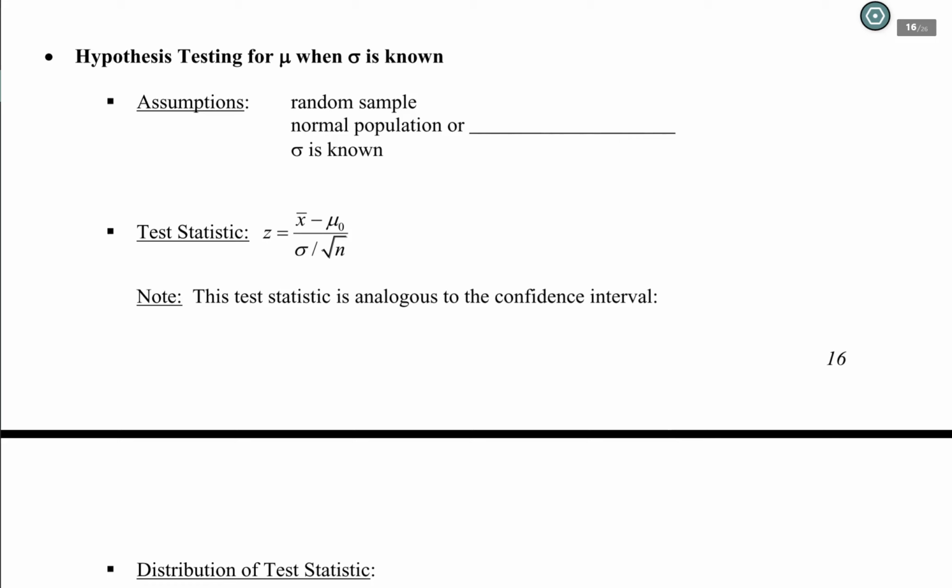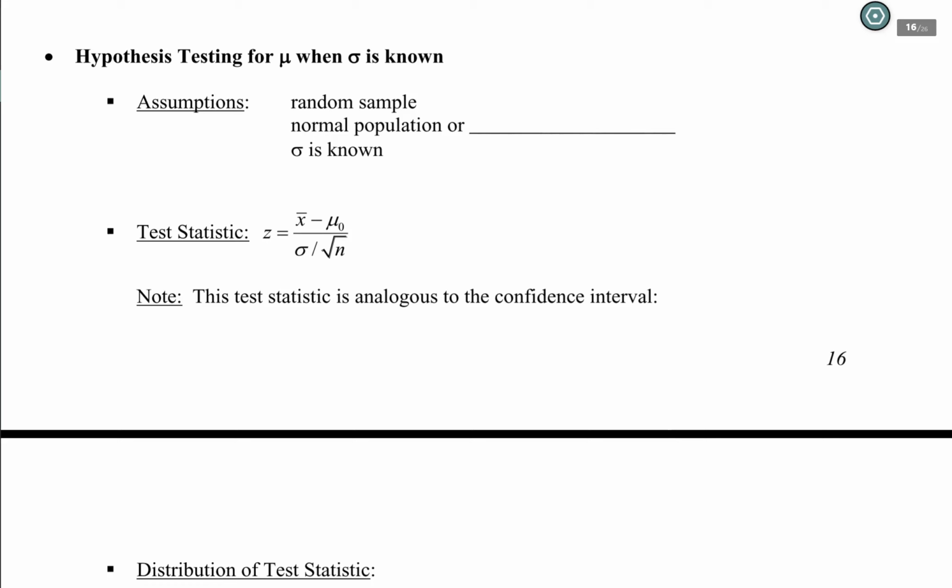We are continuing here with hypothesis tests. In particular, we're looking at a hypothesis test for mu when sigma is known. So moving from some generalities about hypothesis testing, we're going to look at a particular procedure here.